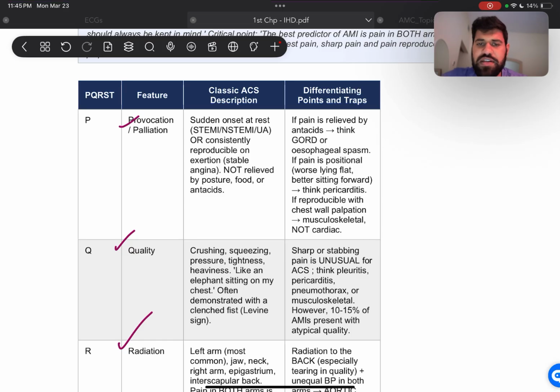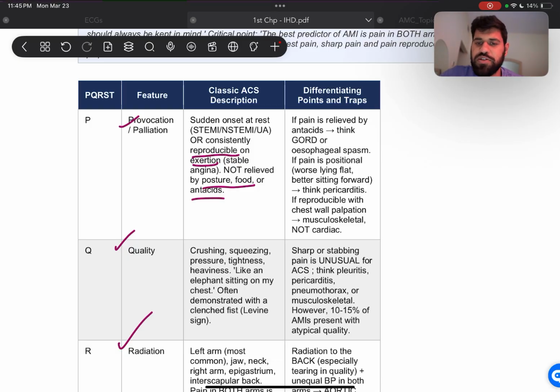So if it's sudden onset or at rest, then it's going to be unstable angina, because stable angina is the one that is going to be produced by stress or activity, or is consistently reproducible on exertion, and not relieved by posture, food, or antacids, because posture would suggest pericarditis, or just fluid buildup around the heart. Food or antacids could suggest GERD, or excessive acid production, or pyloric stenosis that could cause the acid to build up in the stomach as well. But there are a lot of differentials.